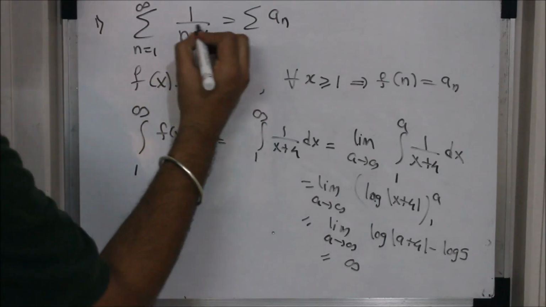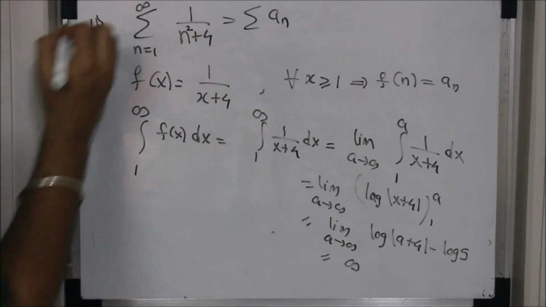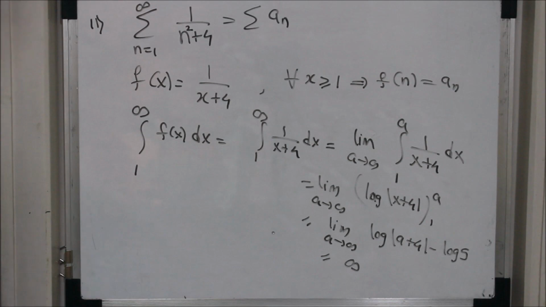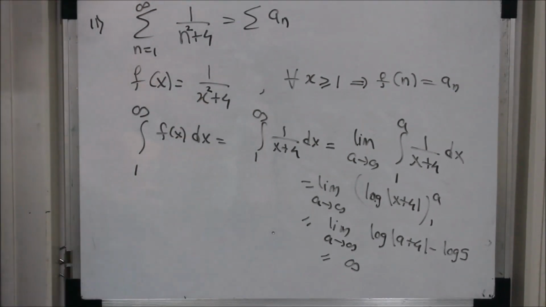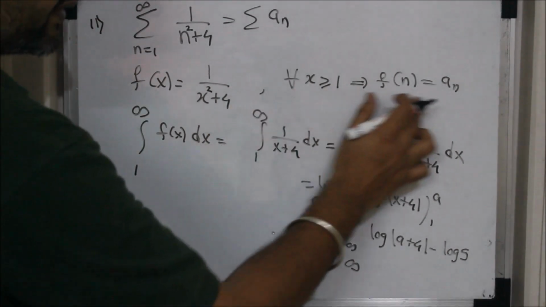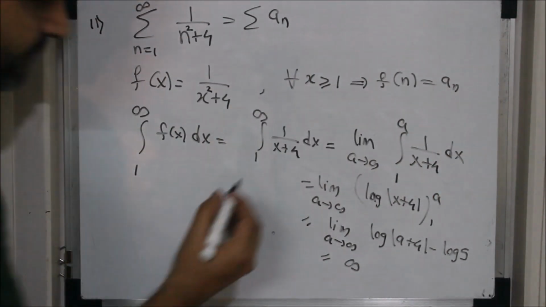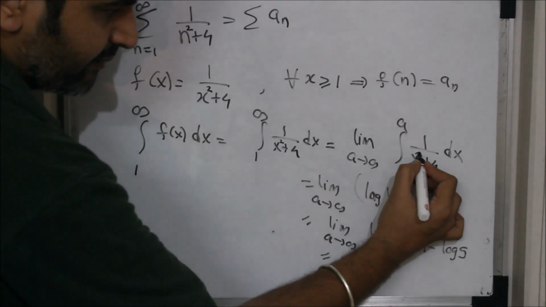Let's modify this. Suppose I take 1 upon n square plus 4. Then what will my f of x be? We will take f of x as 1 upon x square plus 4 for all x greater or equal to 1. This is true. Now 1 upon x square plus 4.